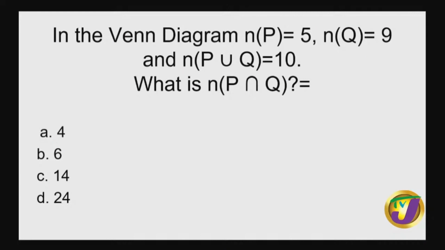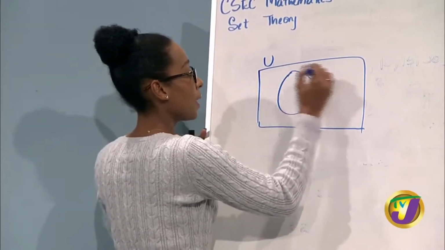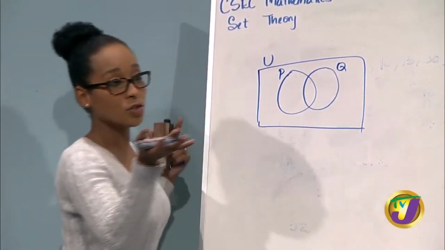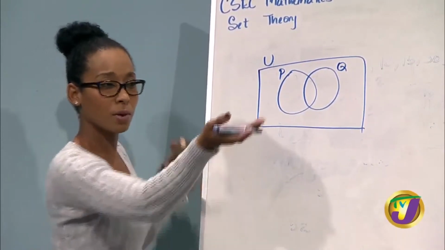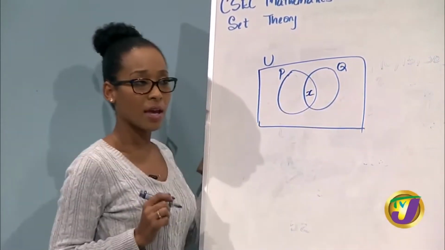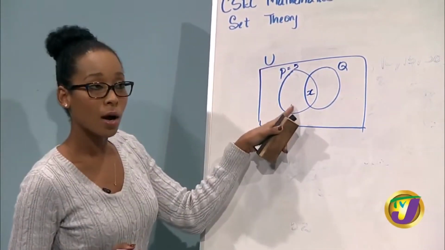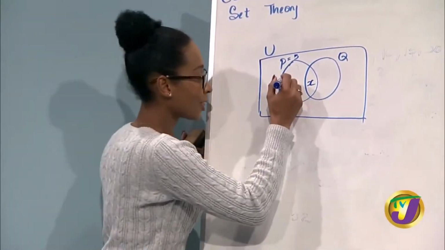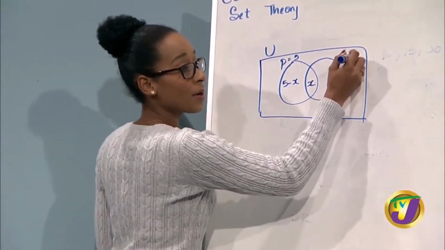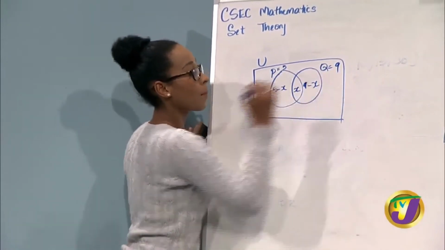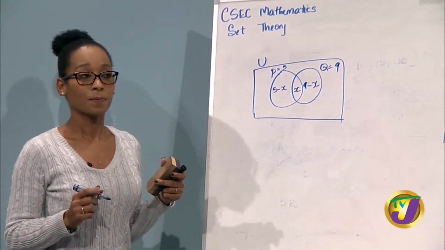Hold on. I think I want to draw it, because I want them to actually see what we're talking about. So universal set, and we have P, and we know the intersect, so we can overlap. We have P and we have Q. We're trying to find the intersect, so say we give it a variable, X. But we were told that P is 5, so 5 subtract X gives us only P. And Q would be 9, so it's 9 subtract X, because you have the X in the middle already, so you have to subtract it.